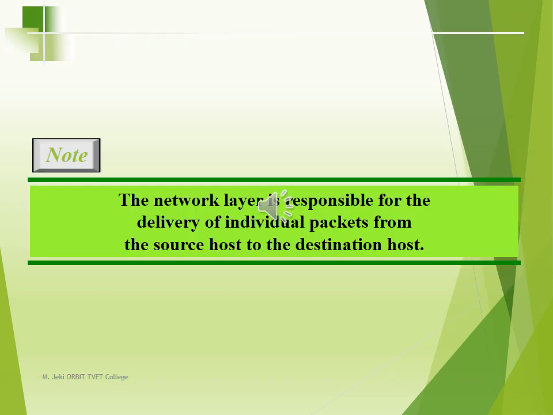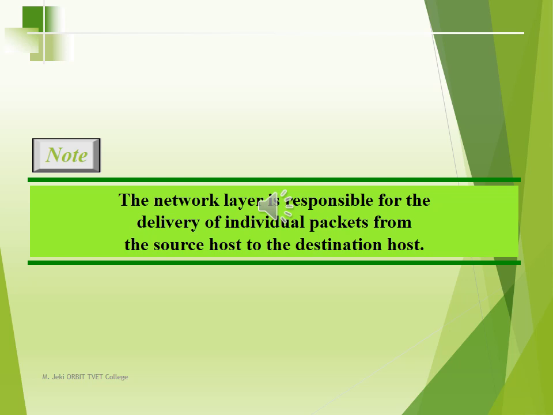Before we leave this layer, just to emphasize, the network layer is responsible for the delivery of individual packets from the source host to the destination host. We are talking of packets now. Just like the letter in the first example, the letter has got an address. A letter must go to its owner. Someone somewhere must read the address that this letter is going to Cape Town, this letter is going to Kimberley, this letter is going to Durban, this letter is going to Johannesburg. The same thing happens at the network layer.